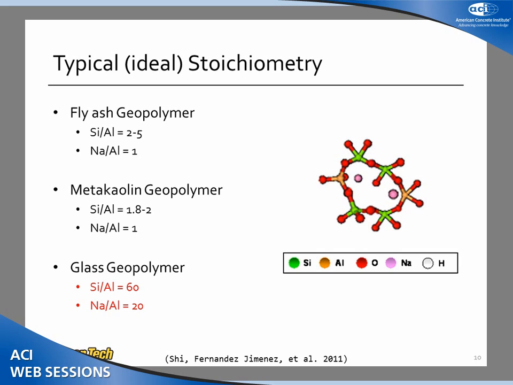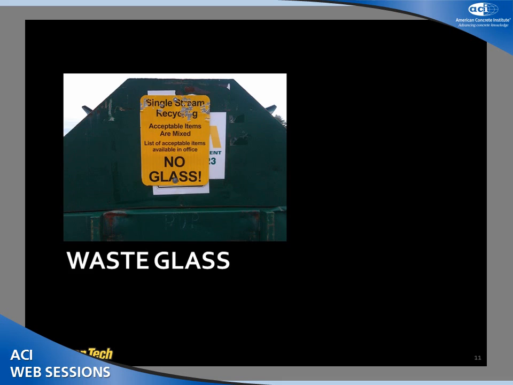And then in terms of the silica to alumina ratio, molar ratio, the amount of alumina has been shown to impact set time, microstructure, compressive strength, many, many other things, the kinetics for sure. So you can argue with me if you want on what the ideal stoichiometry for a fly ash or metakaolin geopolymer is, but if you look at glass, we're way, way high compared to those two. So something to think about.